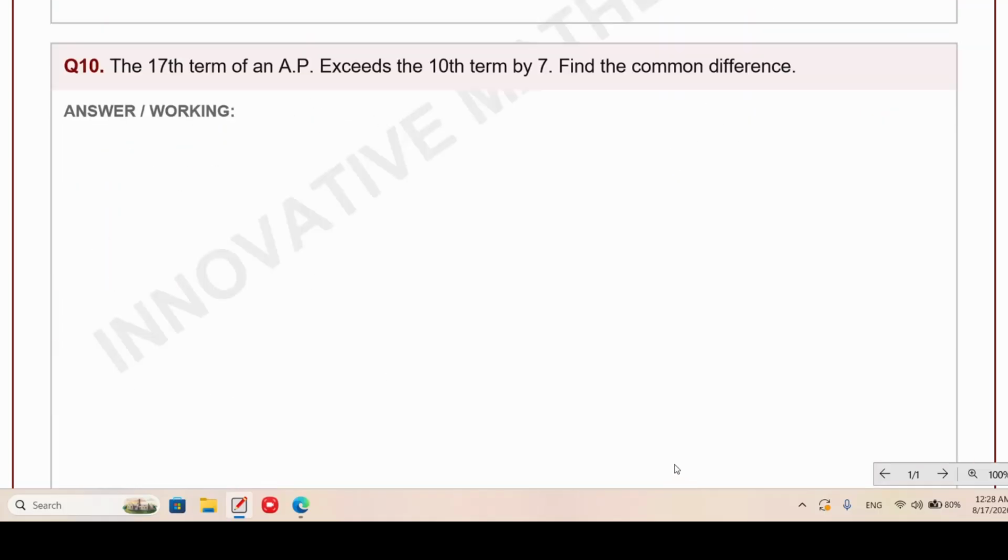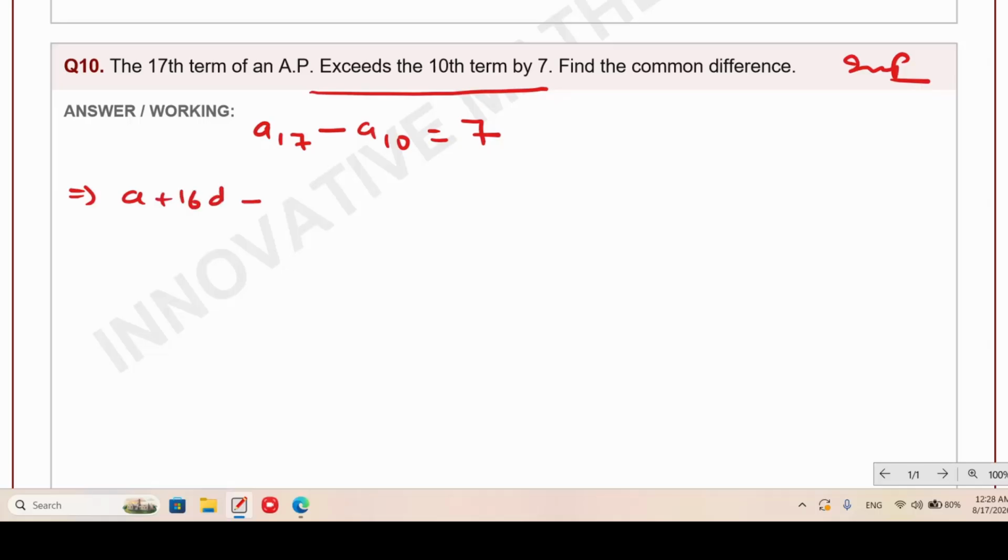Look and understand quickly. The 17th term of an AP exceeds the 10th term by 7. Very important question. That means the difference of A17 and A10 is 7. That is A plus 16D minus start bracket A plus 9D is equal to 7.